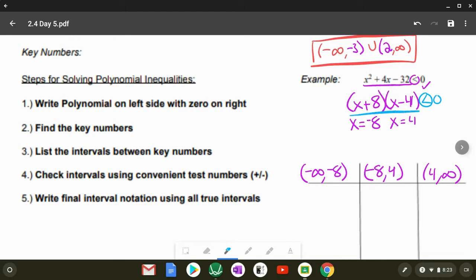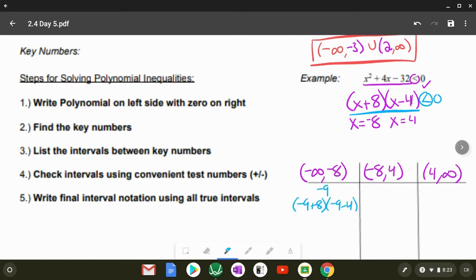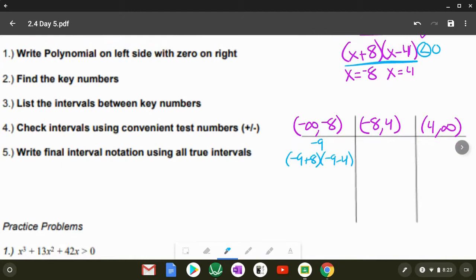I'm going to use this factored form. So a number less than negative 8 would be a negative 9. So if I test negative 9, I would have negative 9 plus 8 times negative 9 minus 4. And again, if you're using the factored form, I have a negative 1 times a negative 13. I just have a positive number. That's not going to work because we're looking for negatives.